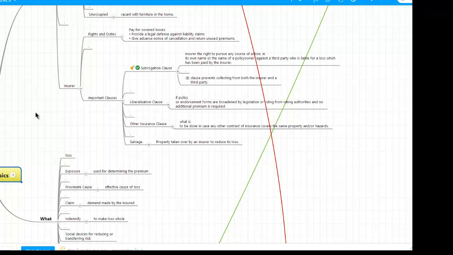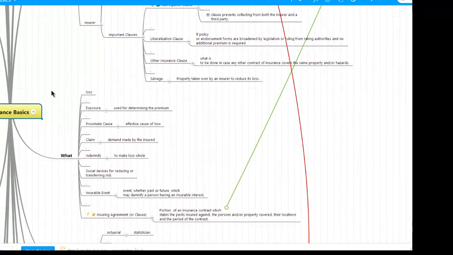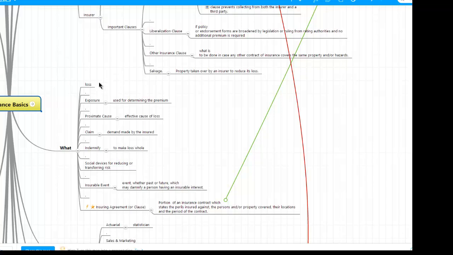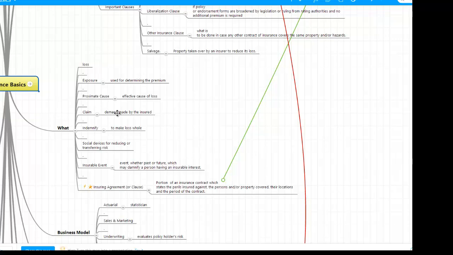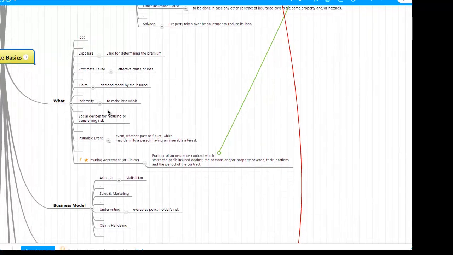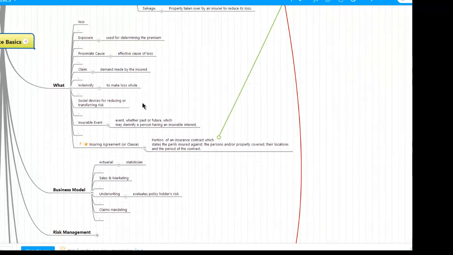All right, so that takes us over to some definitions. Loss, I think that's self-explanatory. Exposure depends on how the hazard is exposed, or what the exposure is to a probable danger. That will determine the premium. Proximate cause is important. It's the original cause of the loss, or the effective cause. The claim is the demand made on the insurer, of course. And the word indemnify means to make whole. That's what an insurance company is supposed to do over a covered risk.